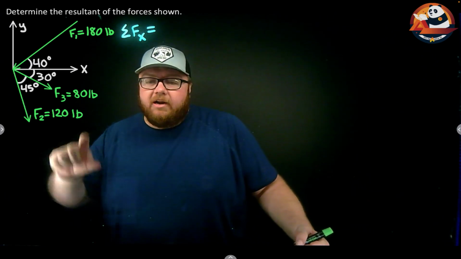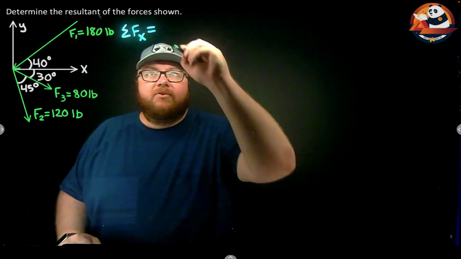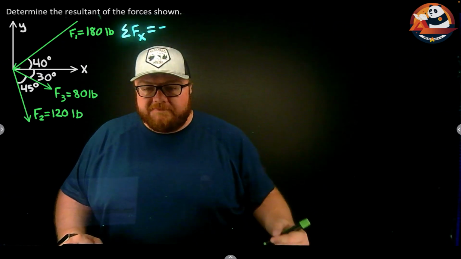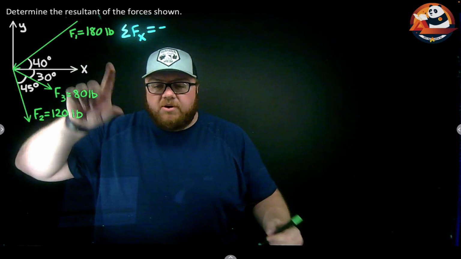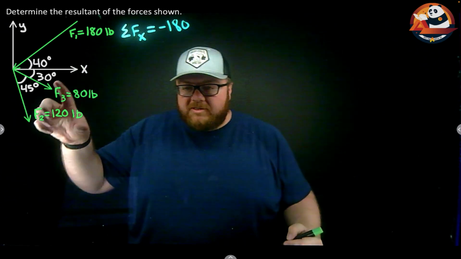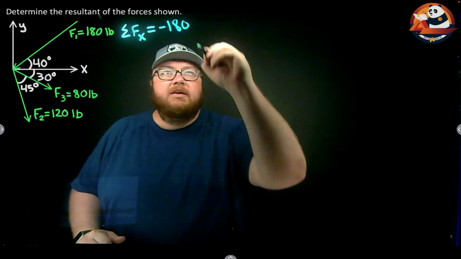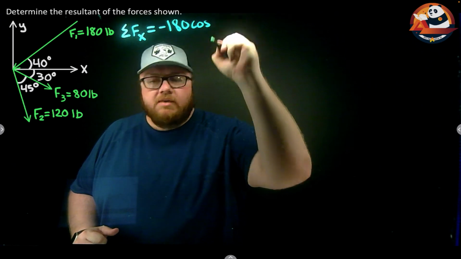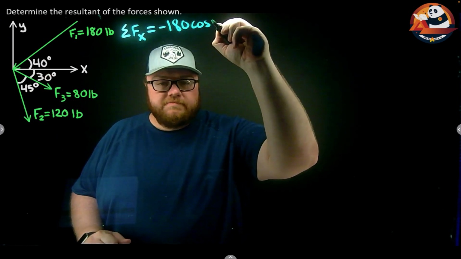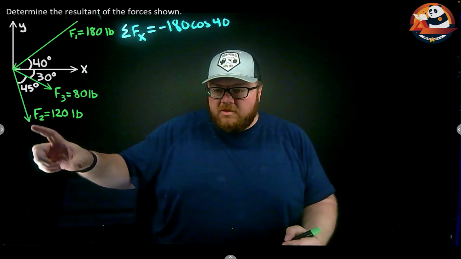So look at our arrowhead on that. F1 is pointing to the left, so I have to stick this in here as a negative force. This is negative F1's x component. So I want 180 times my 40-degree angle touches the x-axis, so I use cosine. Cosine of my angle, 40. Cosine 40.